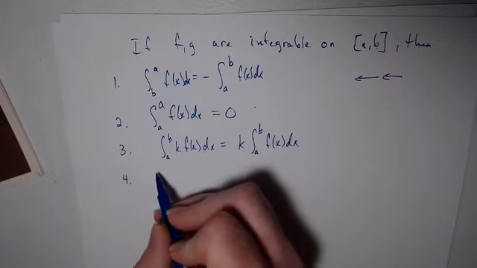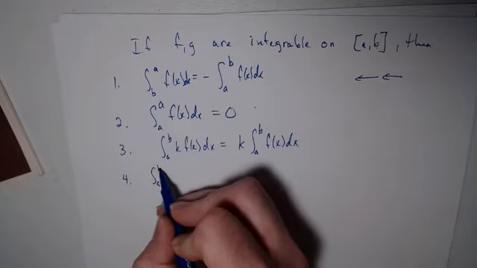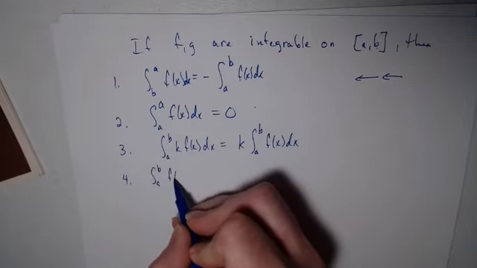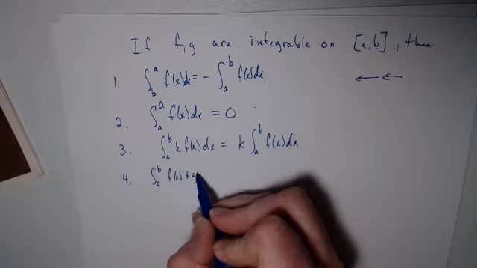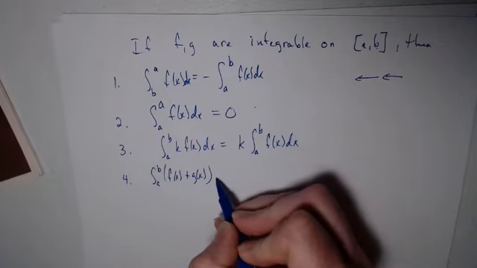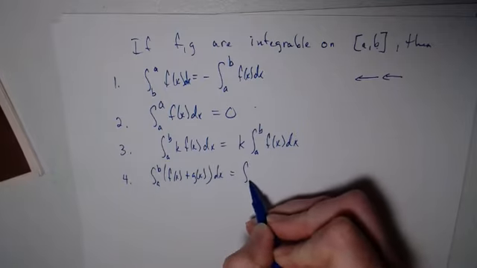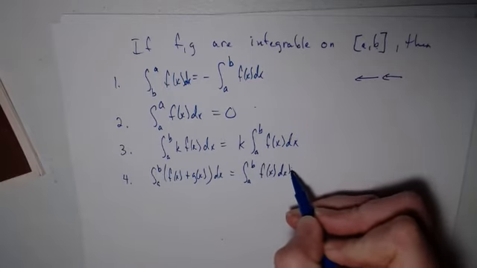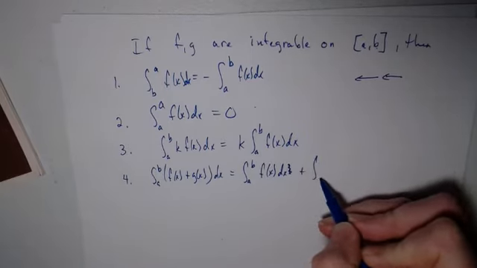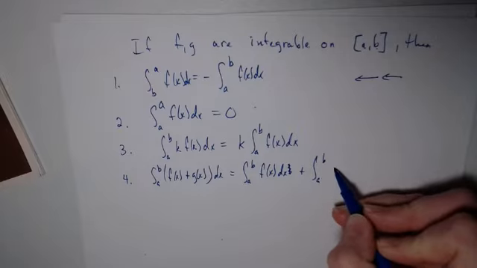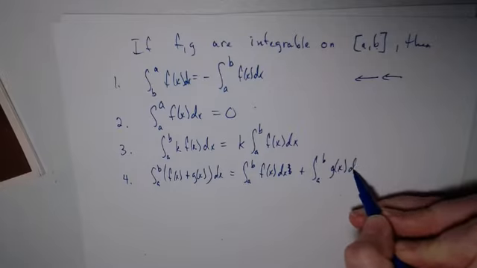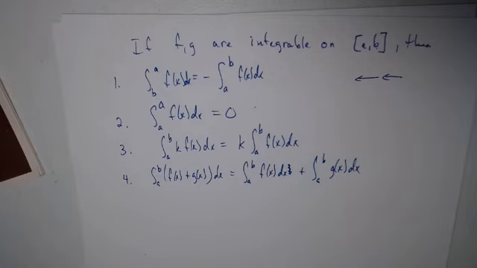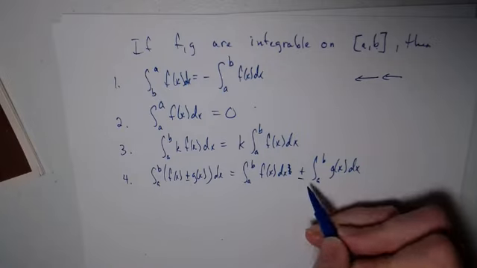This is part of the integral being a linear operator. And the other part of that is that the integral from a to b of f of x plus g of x dx is equal to the integral of f of x dx, plus the integral of g of x dx. And it's the same if we subtract.